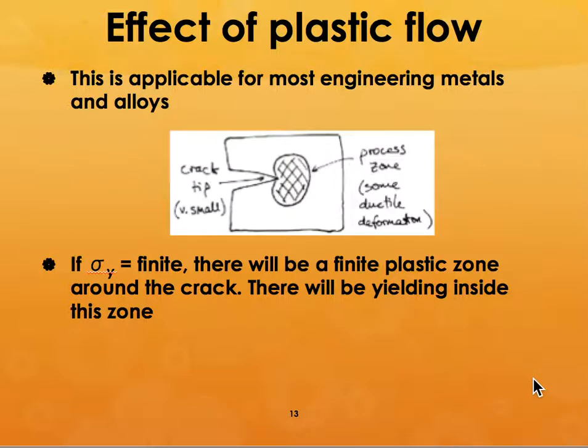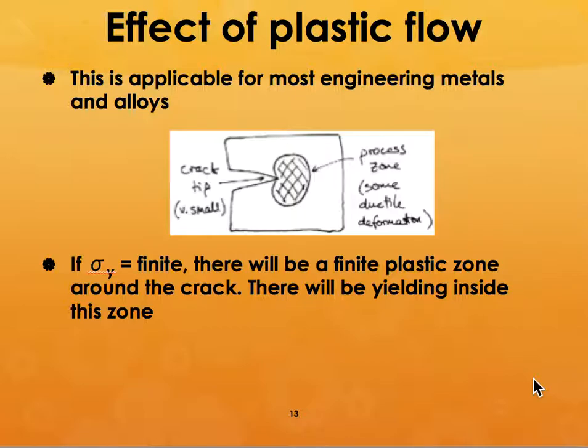Continuing on, what is the effect of plastic flow? In this case, it is applicable to most engineering metals and alloys. Around the crack tip, which is very, very small, there is a process zone, and it is some amount of ductile deformation. This is the case in most metals and alloys.